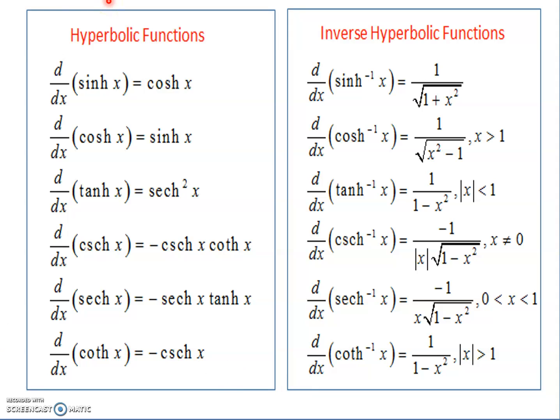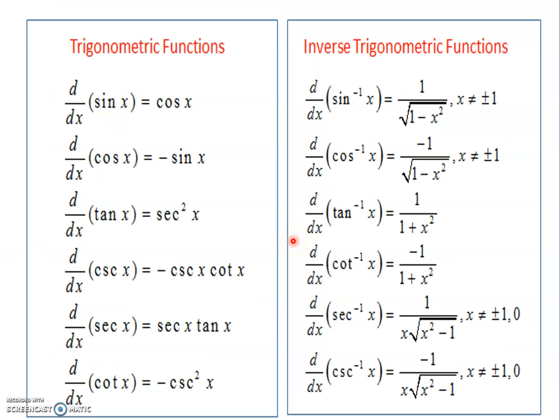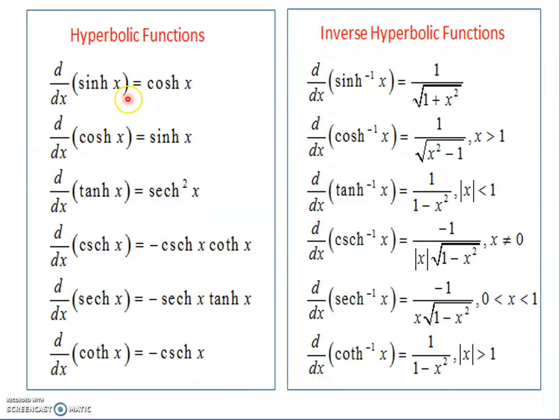Hyperbolic functions are most probably denoted by sinh. In the previous slide the sin x was there; here in this next slide, we take the hyperbolic functions. Derivative of sinh x is cosh x, derivative of cosh x is sinh x, derivative of tanh x is sech square of x, derivative of cosech x is minus cosech x into coth x. Derivative of sech x is minus sech x into tanh x. Derivative of coth x is equal to minus cosech square of x.